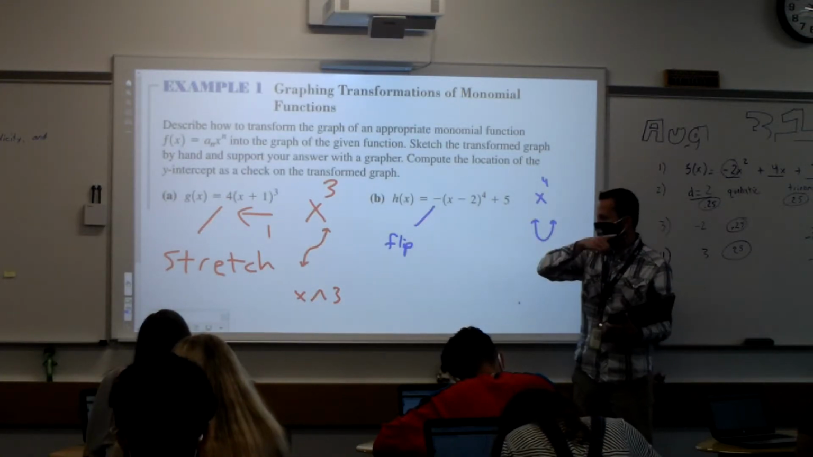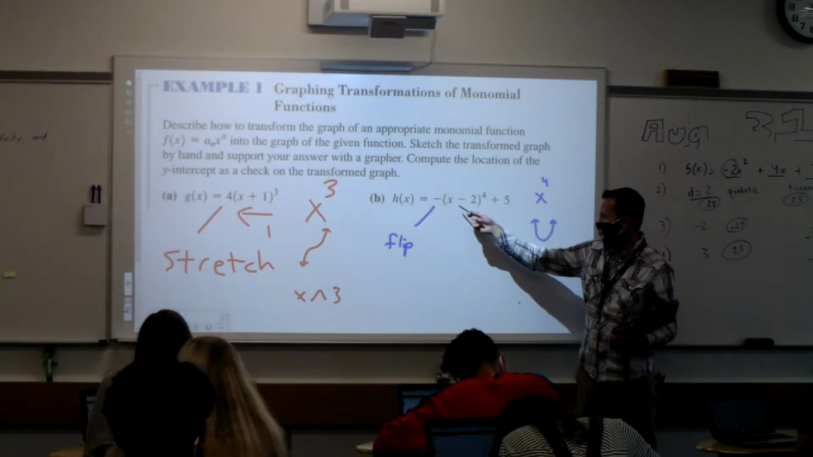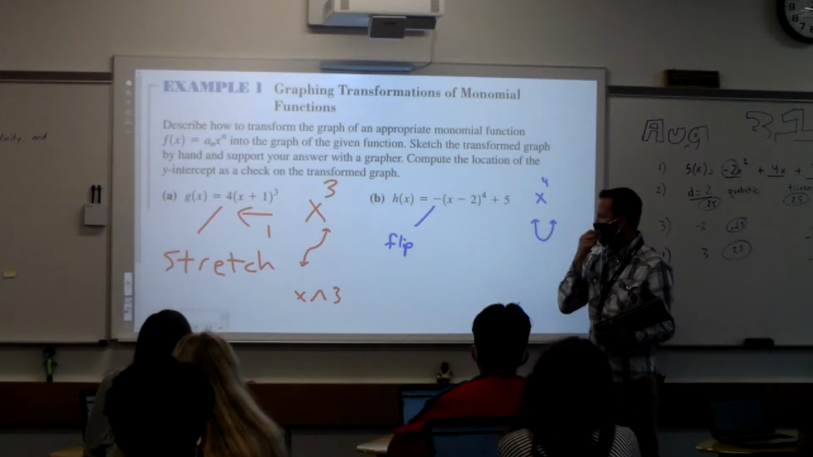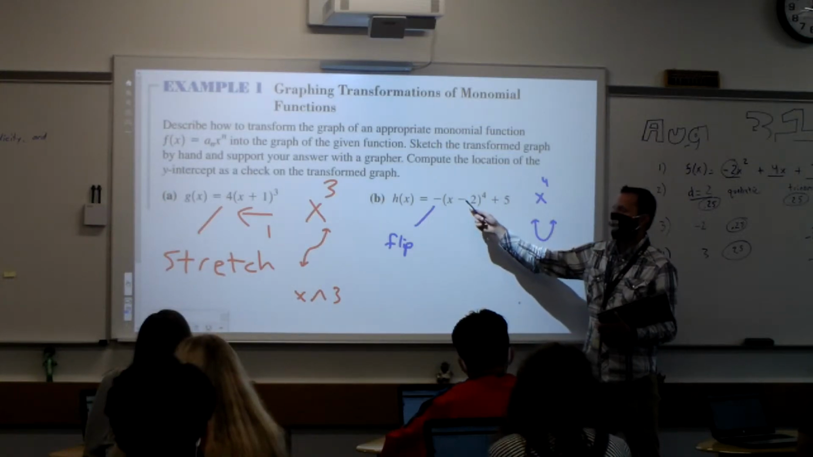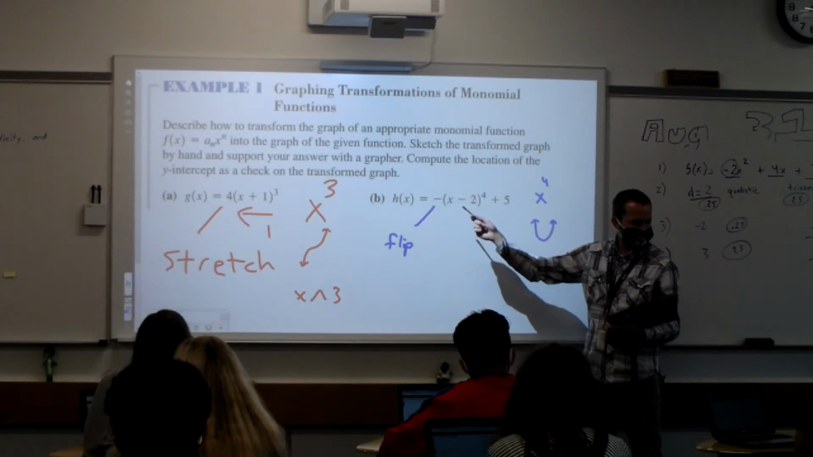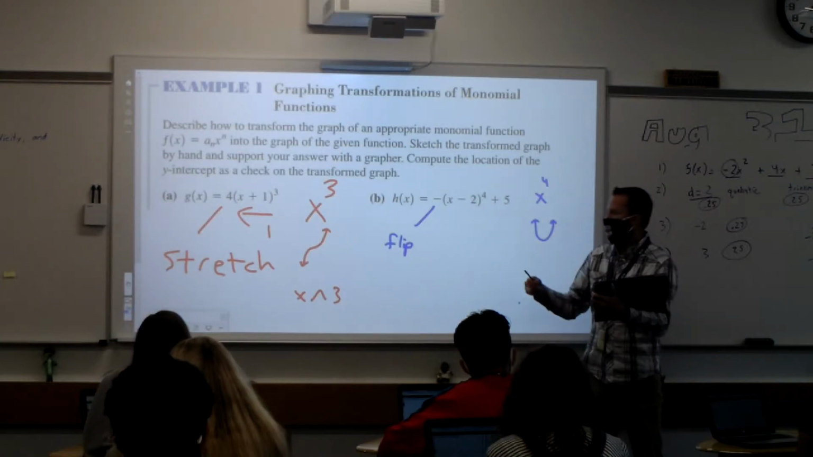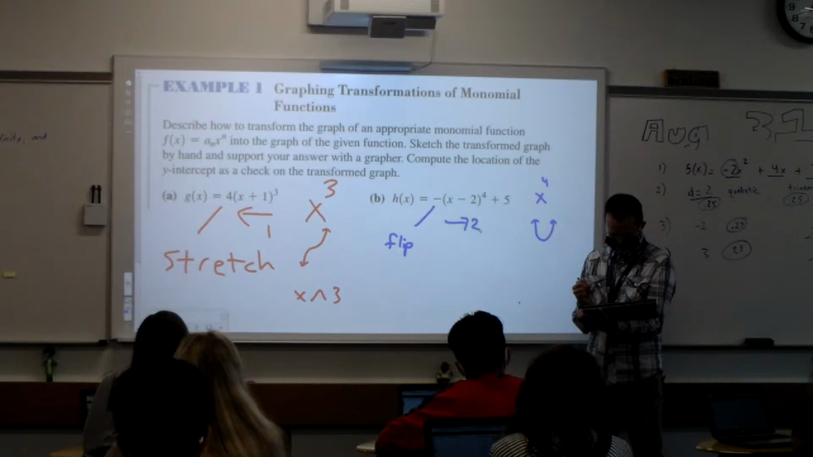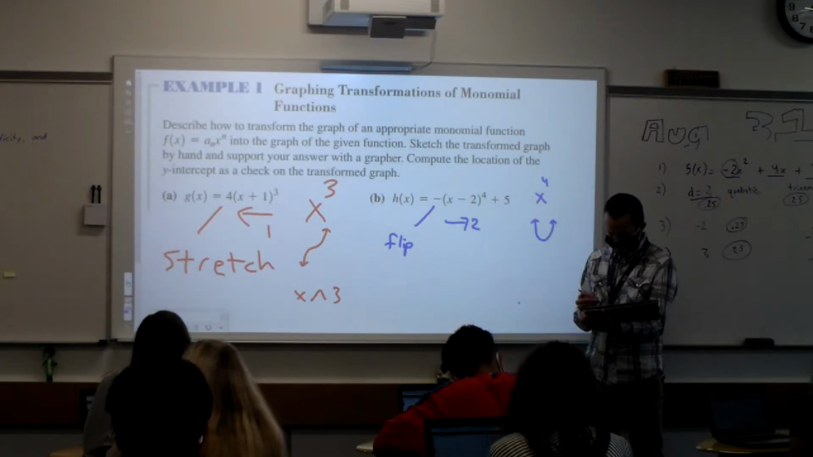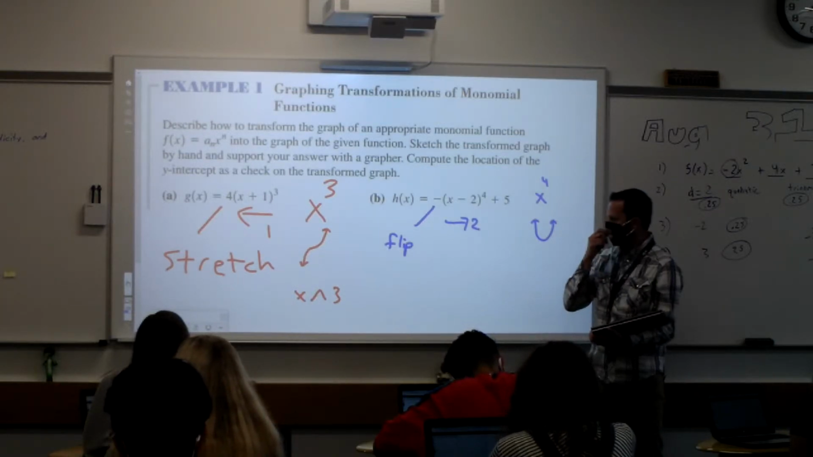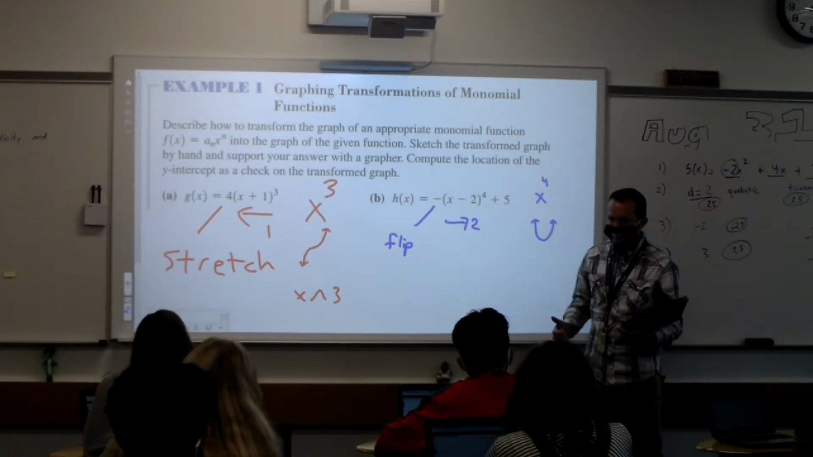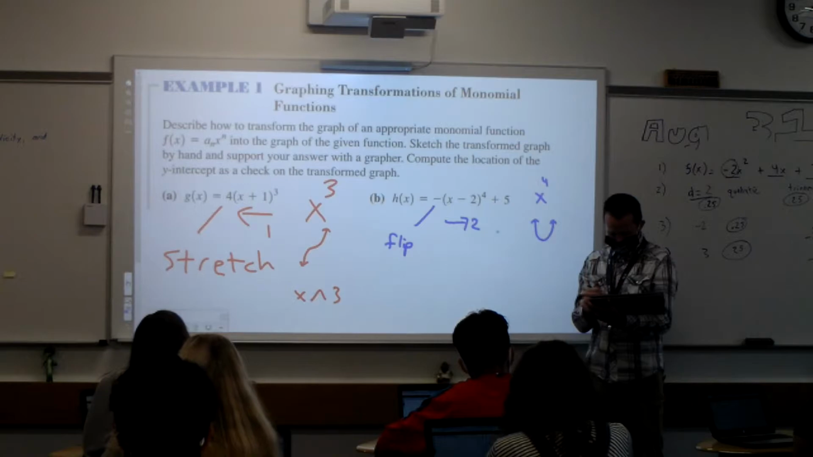Now, you said it would go left or right, and that's true. How much is it going left or right? 2, and in which way? When we see the negative, we want to think left, but what do we remember with the parentheses? Do the opposite. So this is actually going to go to the right 2. And lastly, what does that plus 5 do, guys? That moves it up 5.